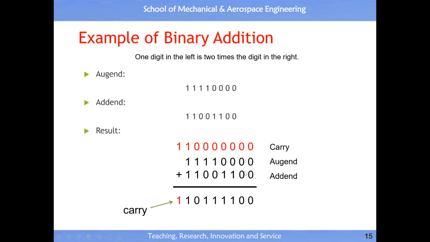0 plus 0 equal to 0, 0 plus 0 equal to 0, 0 plus 1 equal to 1, 0 plus 1 equal to 1, 1 plus 0 equal to 1, 1 plus 0 equal to 1, 1 plus 1 equal to 0 with a carry 1. Then 1 plus 1 equal to 0 with a carry 1. Then 0 plus 1 equal to 1. Then here you have a carry 1 plus empty equal to 1. This one corresponds to a carry of 1. So this is the result. All right?